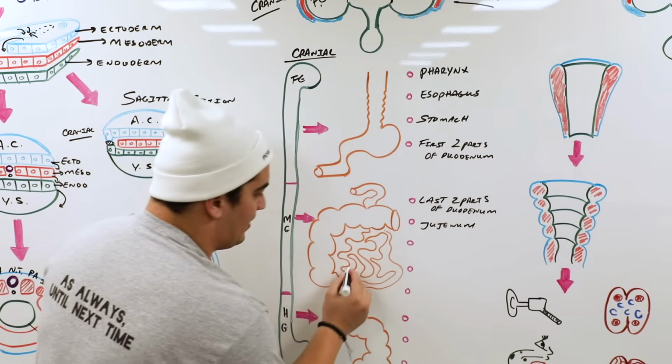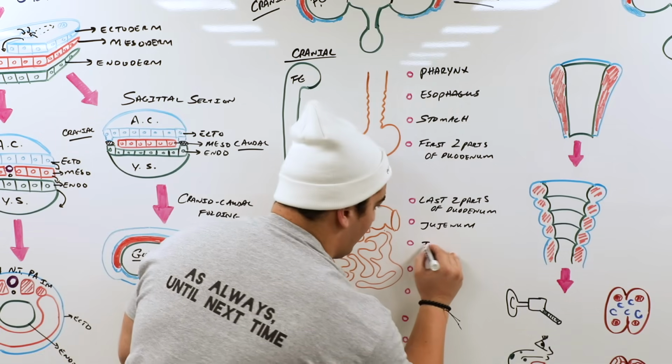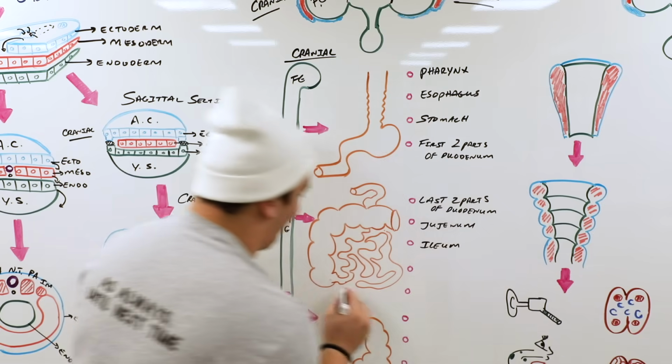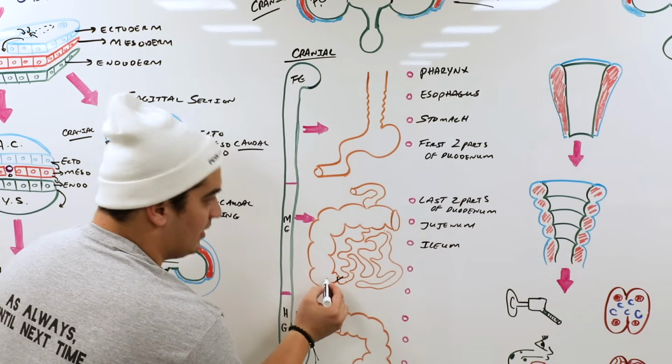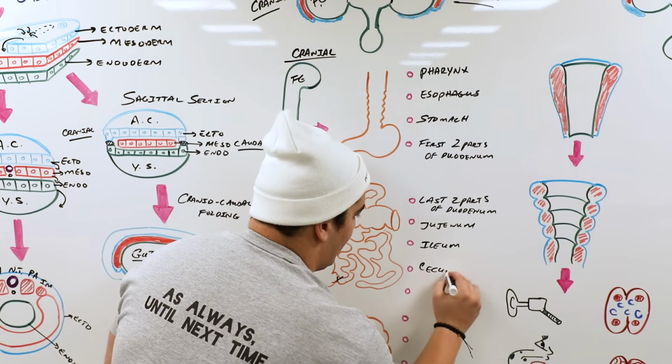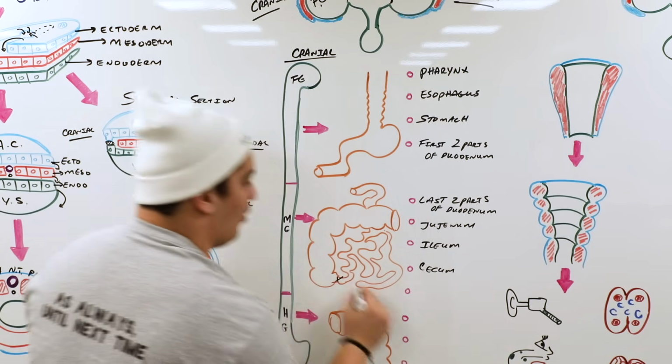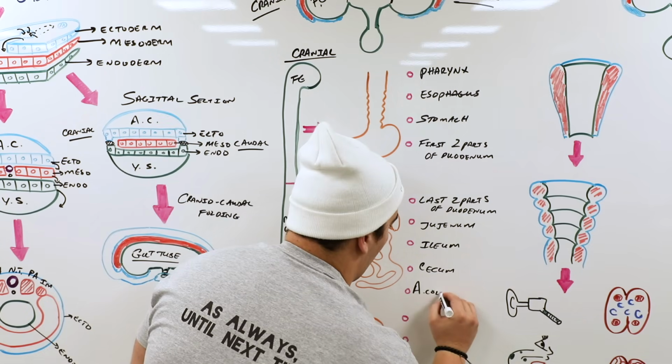And then what happens after that? Then you have your ileum. And then keep going. What do you have after that? So again, you got jejunum. Ileum is going to be closest to the cecum. Then after the cecum, you have the ascending colon. So you have your ascending colon.